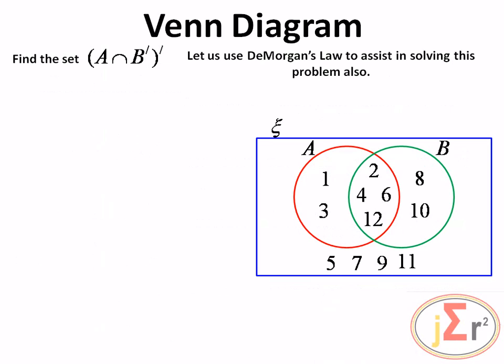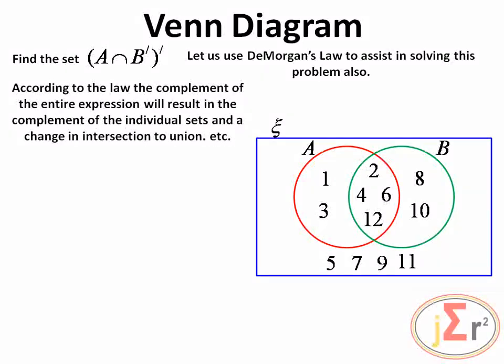So find the set A intersection B complement, all complement, which is the one that we have just found. But we are going to use De Morgan's law. According to the law, the complement of the entire expression will result in the complement of the individual sets and a change in intersection to union, and so on. So since we have this all complement, we are going to take the complement of A, which is A complement. We are going to change intersection to union, and we are going to take the complement of B complement, which is B.